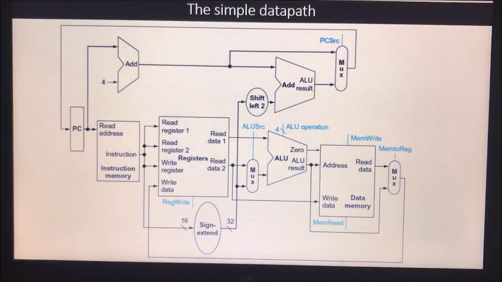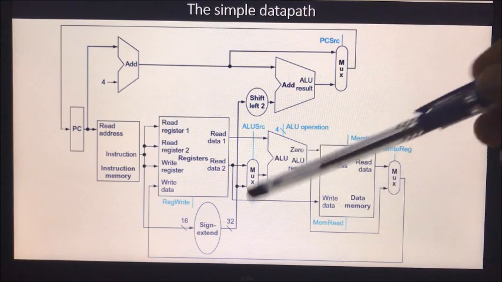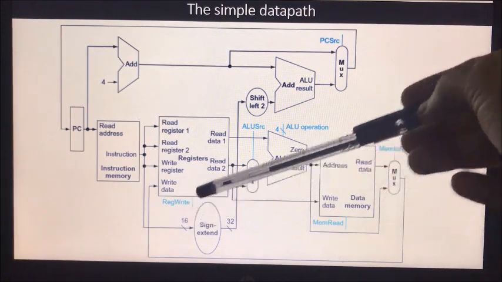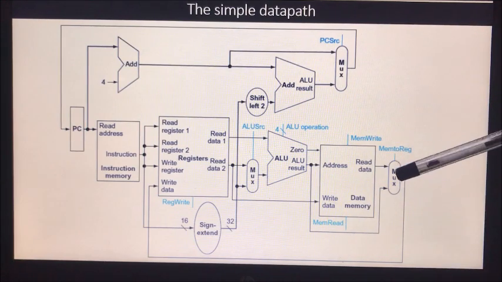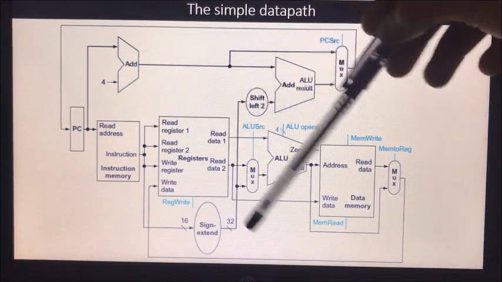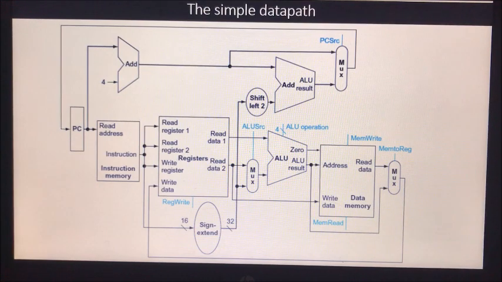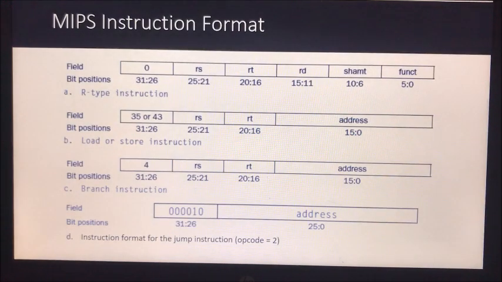So this is a simple data path. If you see here, we now have the different control lines: register write, ALU SRC, ALU operation, memory write, memory read, memory to register, and PC SRC. All these are nothing but control signals. These control signals are going to be combined into a single unit, and in this case we are going to generate the control signal unit with two levels. We'll see the control signal unit after discussing the instruction formats.